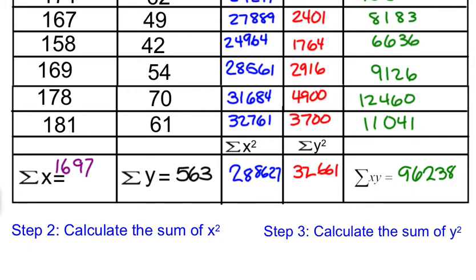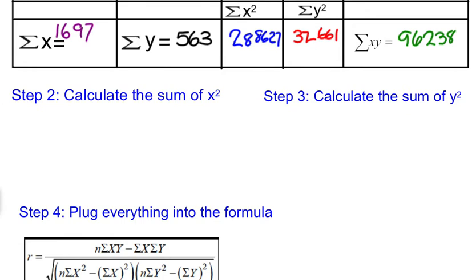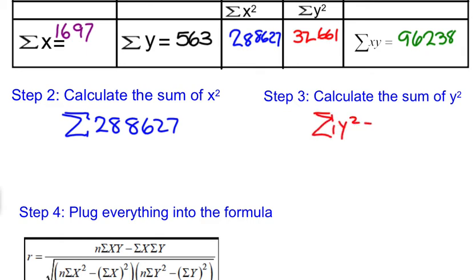All right, now we're going to go ahead and figure out the value. So I've done some steps here for you. So calculate the sum of x squared. So we did that. 28,827. That's the sum of all the x squared. We summed up all the y squareds. That's in red. So the sum of y squared is 32,661. And then you would do the same thing for your sum of x times y.